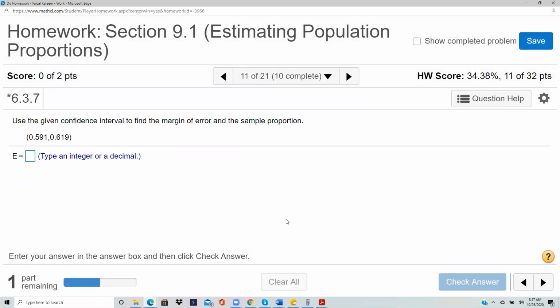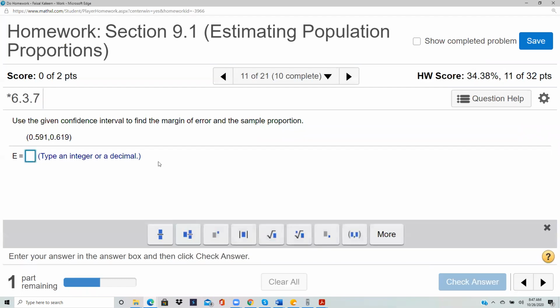Use the given level of confidence to find the margin of error. Remember, margin of error was U plus L by 2. That was the formula for margin of error. No, U minus L by 2. U plus L by 2 is the point estimate. So margin of error is the interval length divided by 2. It's half of the interval length.